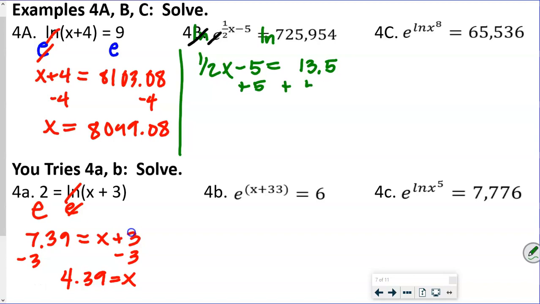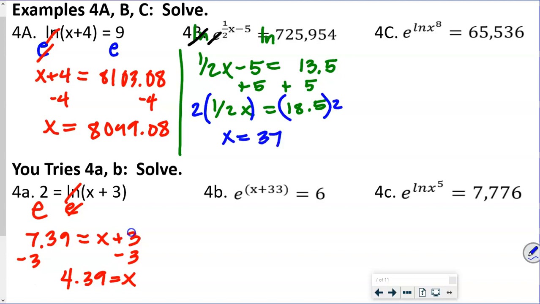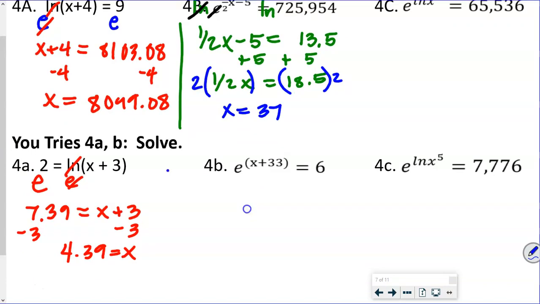Plus 5 here. So that's going to give us 1/2 x equals 18.5. And then to get rid of a 1/2, we multiply by its reciprocal, right? So we're going to multiply both sides here by 2 and both sides here by 2. So our x is going to be equal to 37. Okay? All right, go ahead and do the one down below, the 4b, and then come back to me and we will work it together.